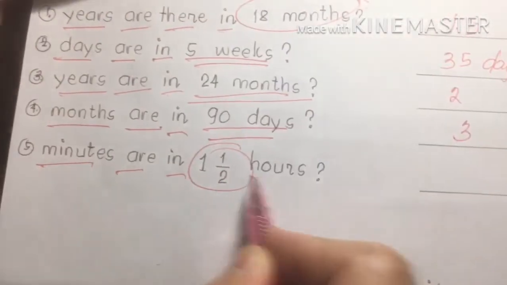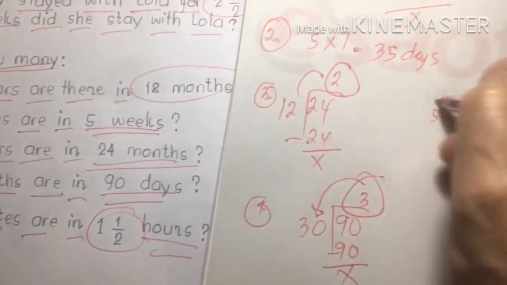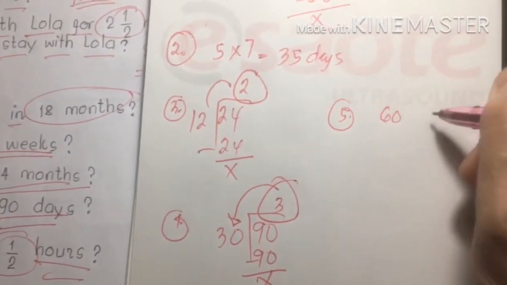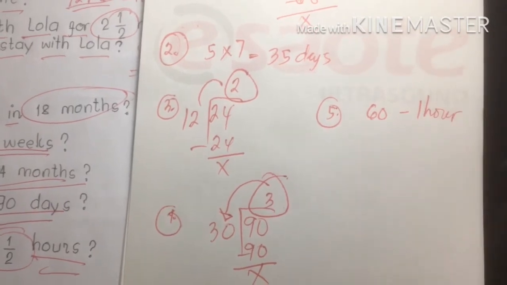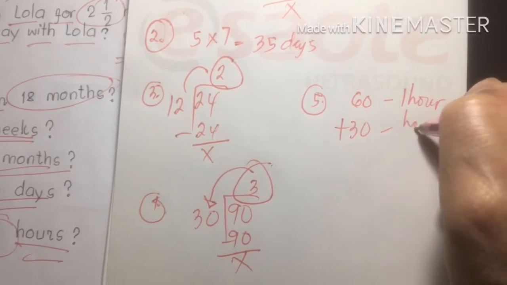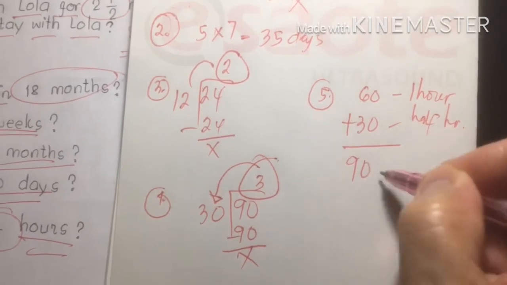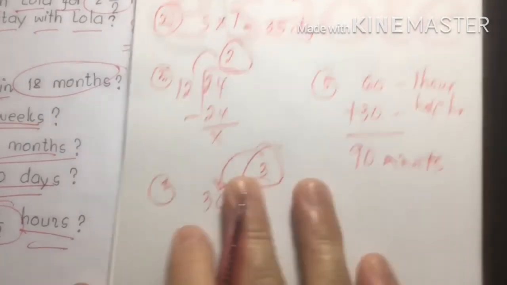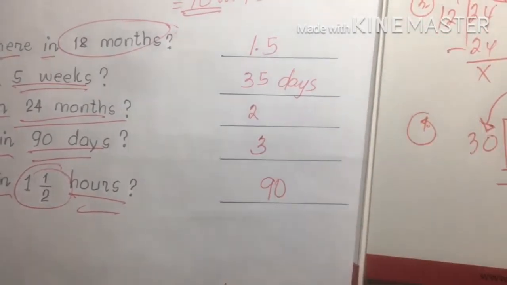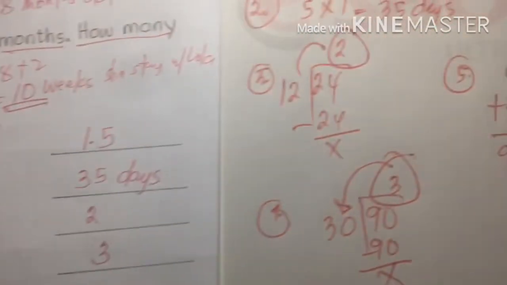5. How many minutes are in 1.5 hours? So remember class, in number 5, the last number to solve. So remember, 60 minutes is equivalent to 1 hour. To clarify with you class, plus 30 minutes is half an hour. Okay? So we add, so that's 90 minutes. So we are going to write here 90. How many minutes are in 1.5 hours? That's 90 minutes, my dear viewers.